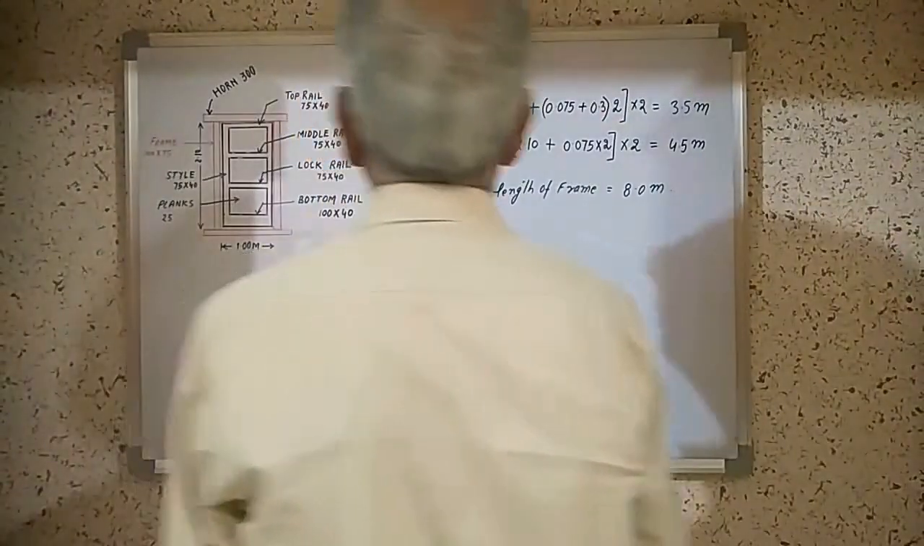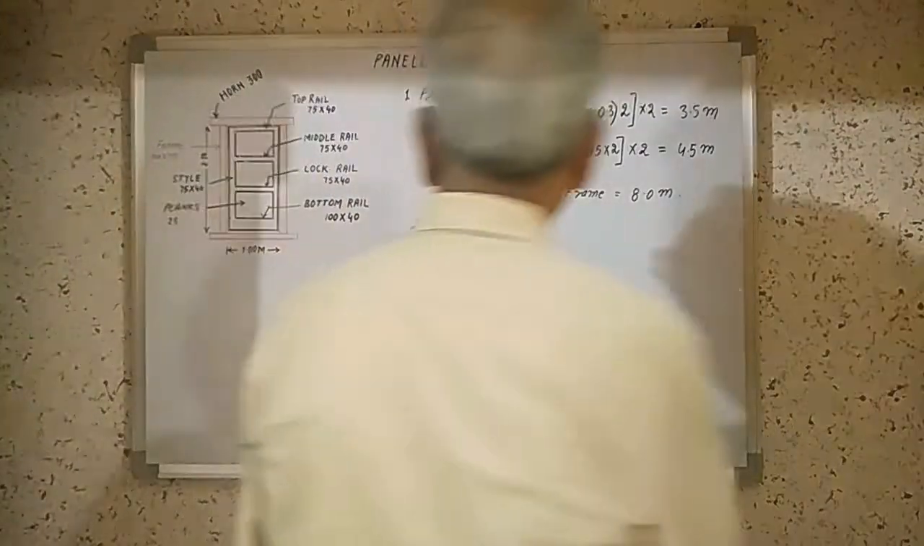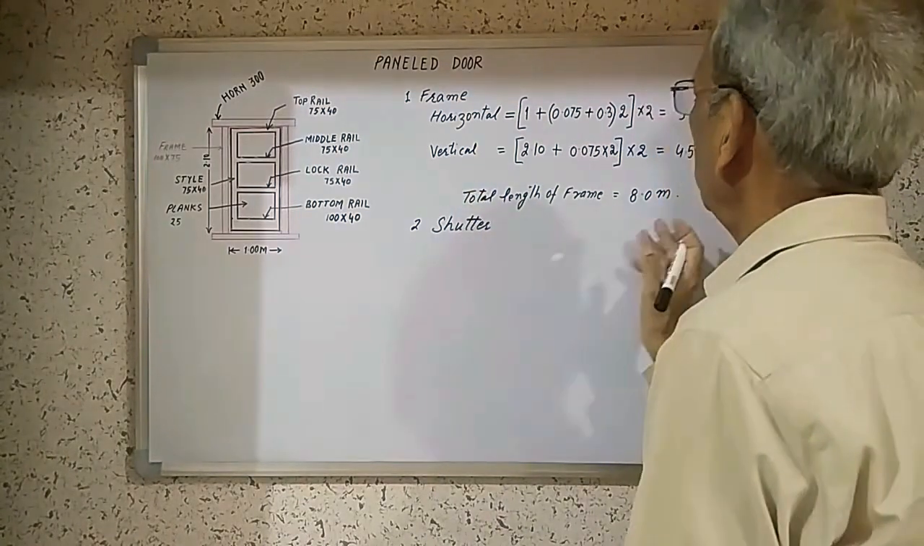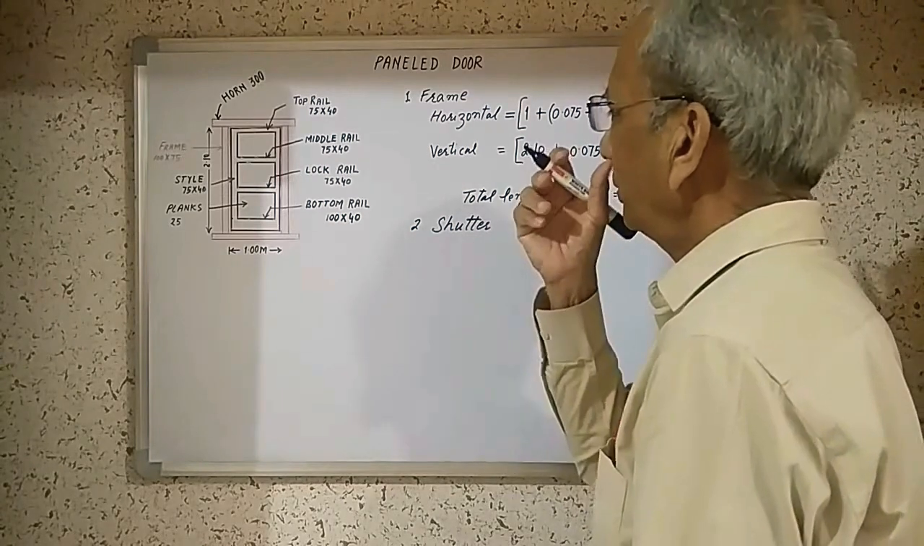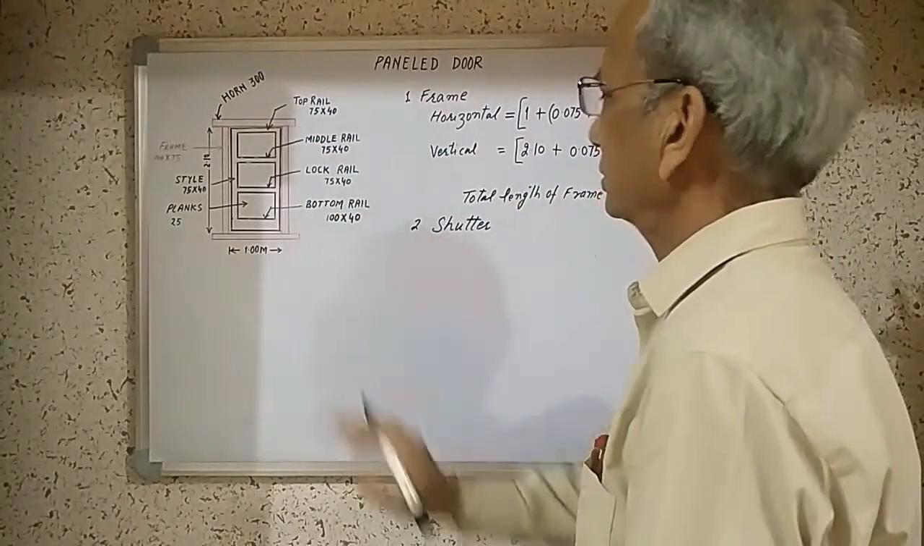Now, this is all about the frame. We have found out the total quantity, total length of the frame. Okay. Now we will find out the quantity of the shutter.